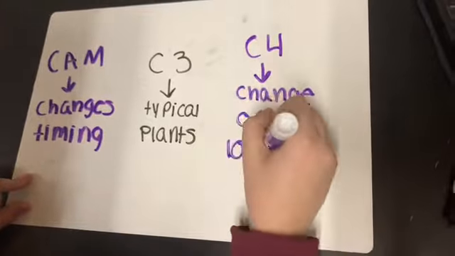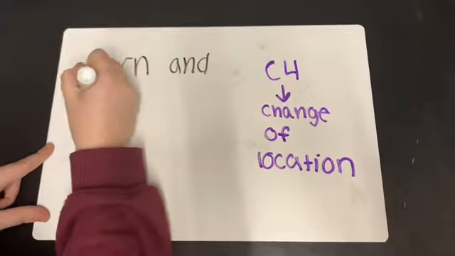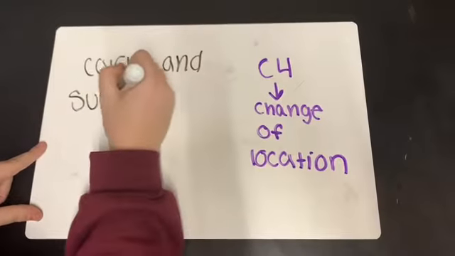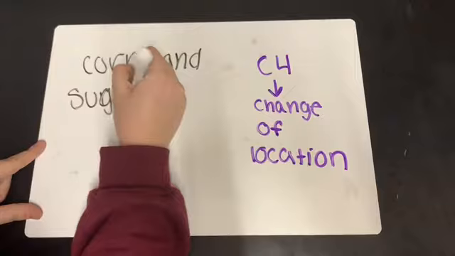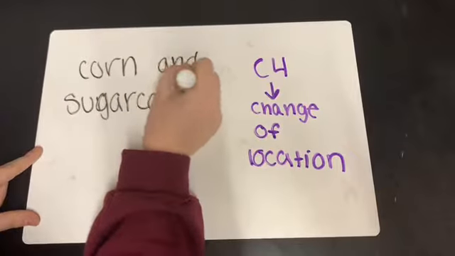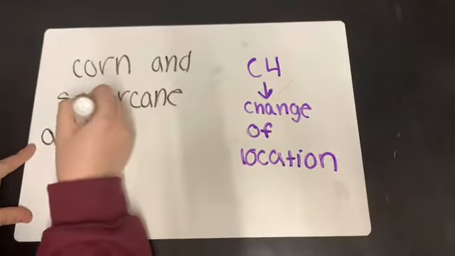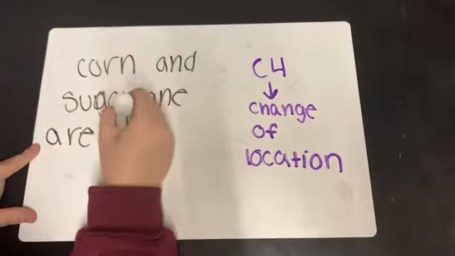C4 plants change the location of carbon fixation. The carbon dioxide is fixed into a 4-carbon molecule before even entering the Calvin cycle so that the carbon can be stored. The Calvin cycle itself will occur in the bundle sheath cells. The benefit of this change is that it prevents oxygen buildup inside the plant. If oxygen builds up, it damages the enzyme rubisco, which is essential for the Calvin cycle to occur.